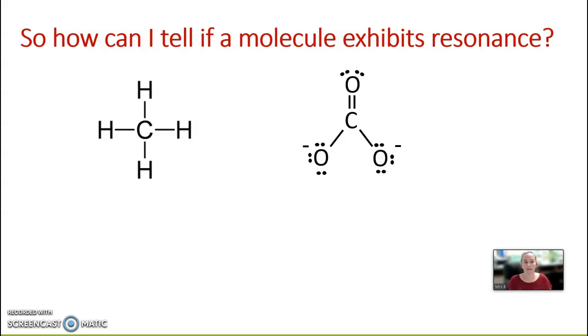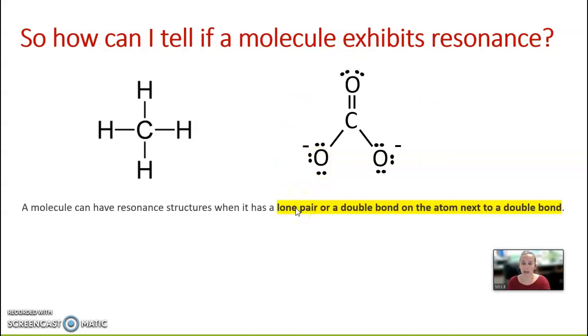So how can I tell if a molecule is likely to exhibit resonance? And again, molecule or polyatomic ion, but that's a lot of syllables. So I have here a molecule that does not exhibit resonance, and that would be our methane or CH4 molecule. And then again, the carbonate polyatomic ion that we've been looking at. So: does not exhibit resonance, does exhibit resonance.